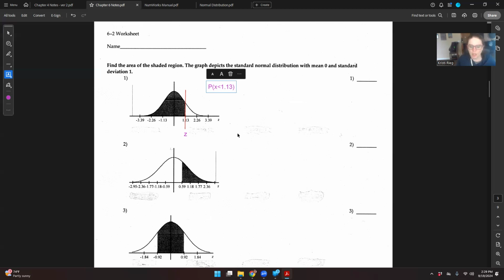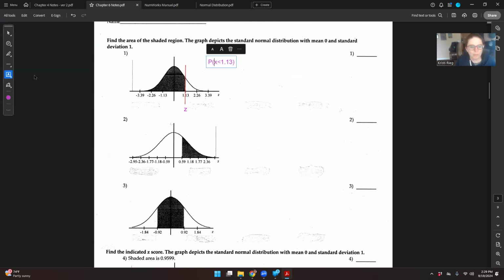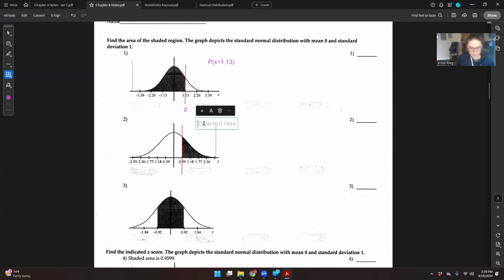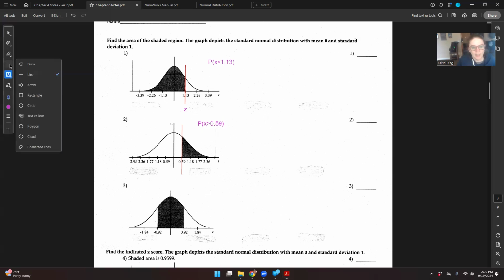I'm just going to talk about 1, 2, and 3, and then we'll find the answers to them. Number 2, you can see we're at 0.59. So for the probability, we would say the probability that x, and this time we're going greater than. And you can even check the numbers on the number line, like at 0.59, 1.18, 1.77, and so forth. The numbers are getting bigger. That's the bigger direction. So we're talking about numbers greater than 0.59. That's what this question is asking. So find the area of the shaded region is another way of saying find the probability.